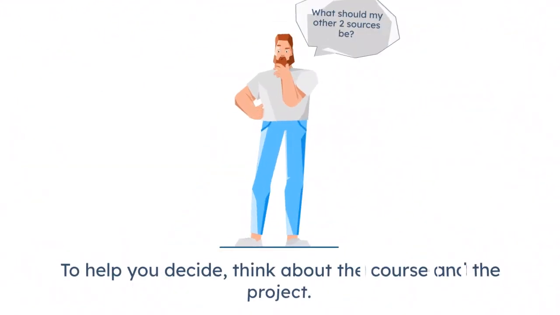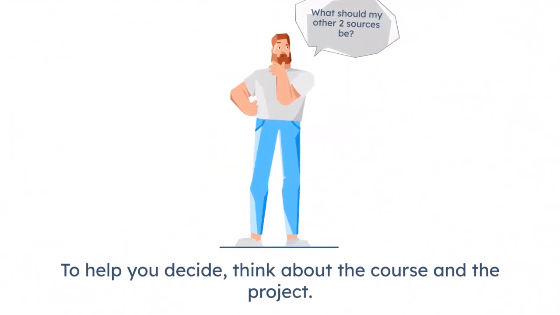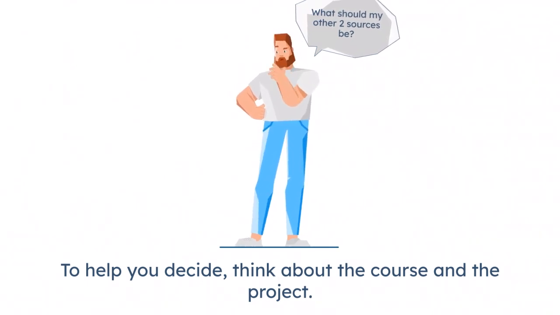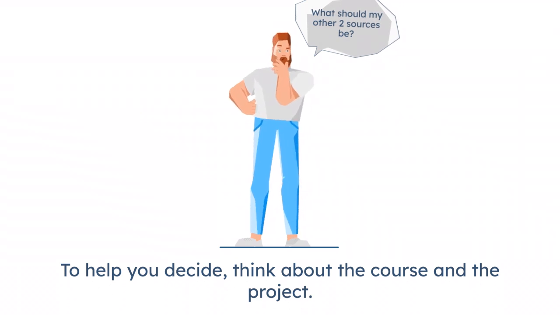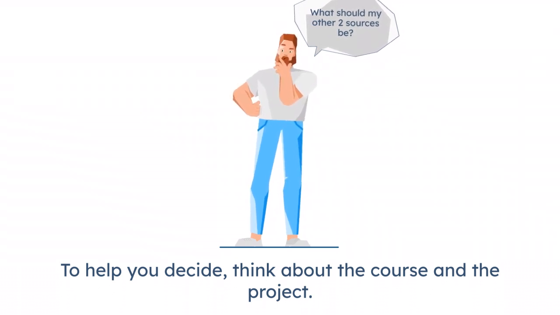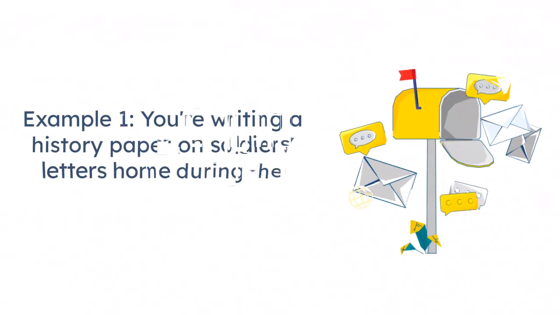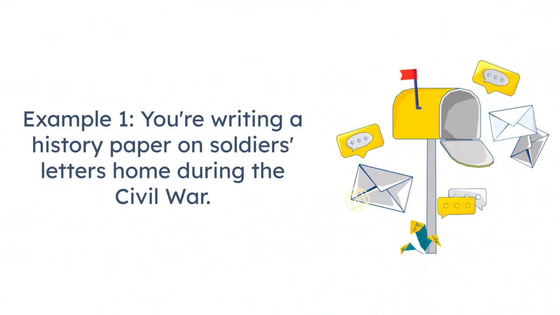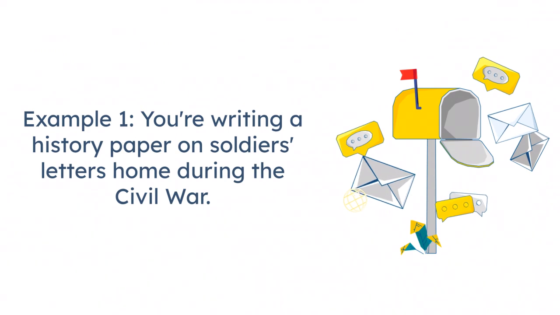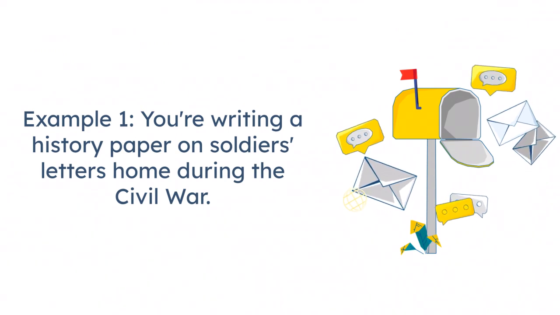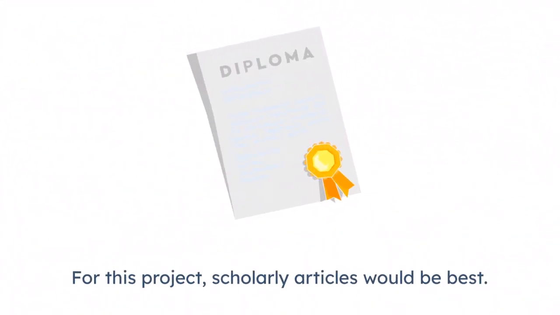When you have a choice, think about what kind of course and what kind of project it is. Is the information for your project going to be in scholarly journals? Or is this a topic where you need to use a trade or popular source? Here are some examples. You're writing a history paper, analyzing the length of soldiers' letters home during the Civil War. Look for scholarly articles by writers and researchers who are familiar with the time period and the conventions of letter writing.